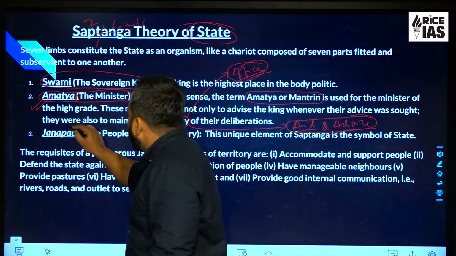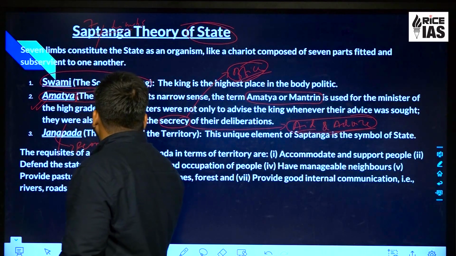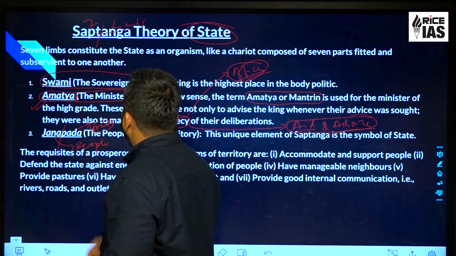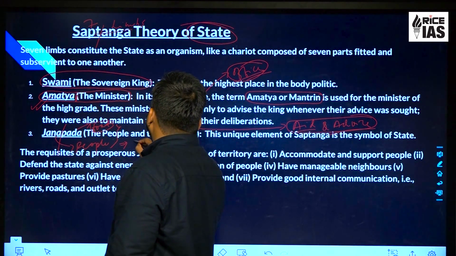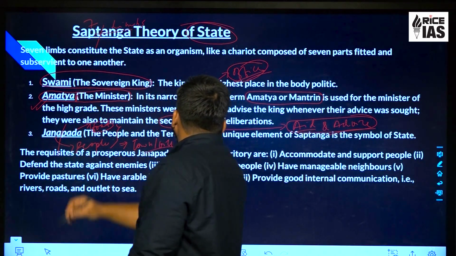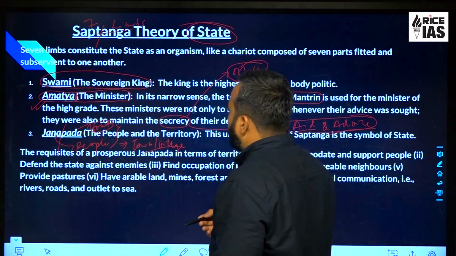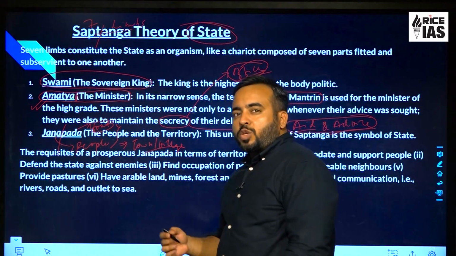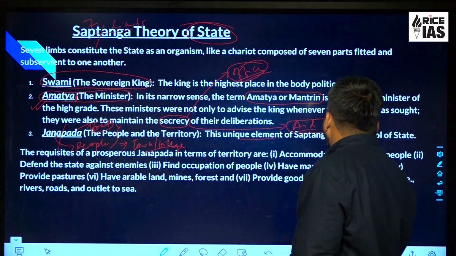Janpad. Jan is people or Jana is people. Pad is foot, the place where people set their foot, or it can be called a town or a village. All right. This is unique because this is the basis for the growth, prosperity, protection of Janpad. We have the state, we have the king.